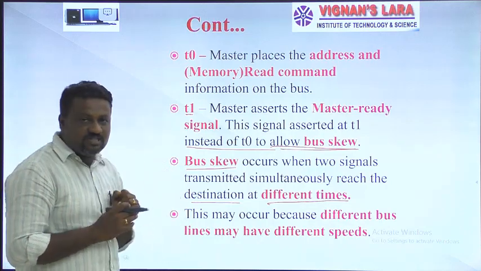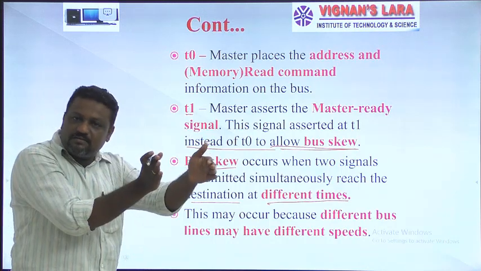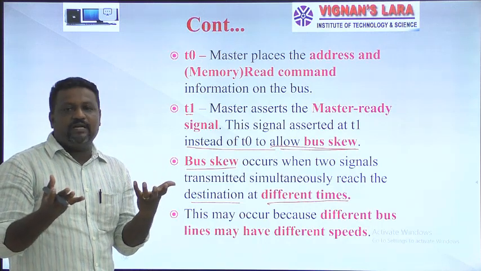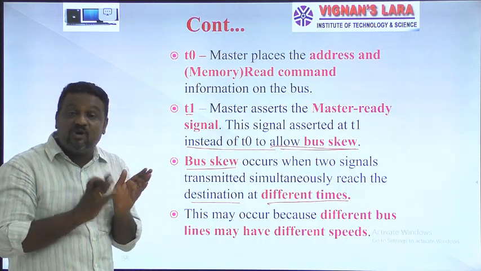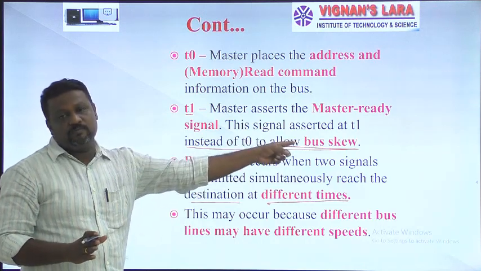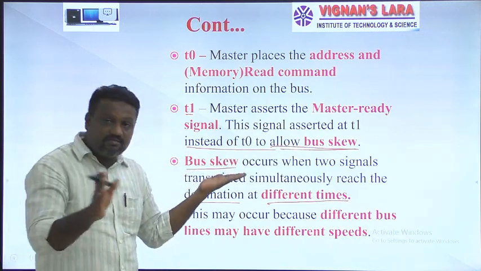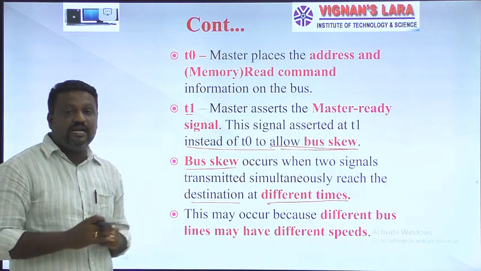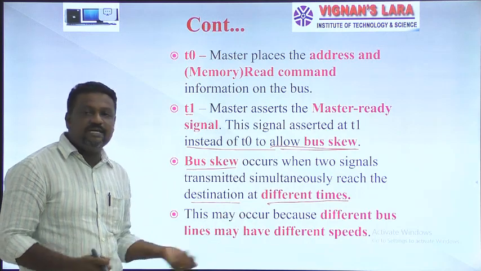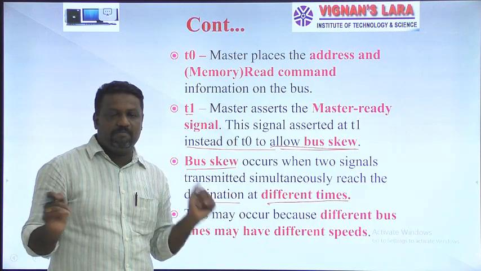So at time instant T0, the master places the address as well as command information on the bus. At time instant T1, the master activates the master ready signal. Why was the master ready signal not activated at T0? The reason is to allow for bus skew. So what is bus skew? Bus skew occurs when two signals transmitted simultaneously reach the destination at different times. The reason for this is that different lines have different speeds. That's important.